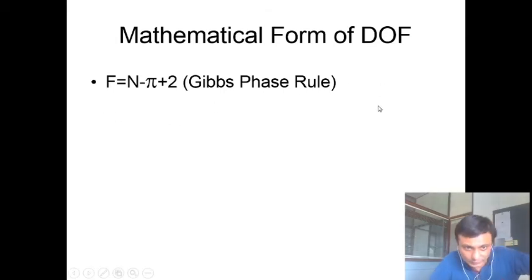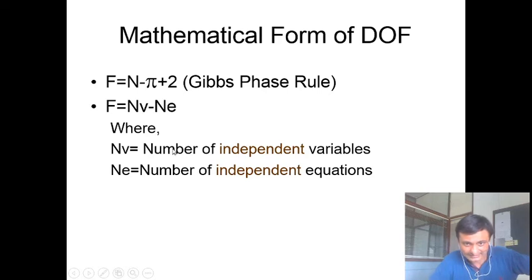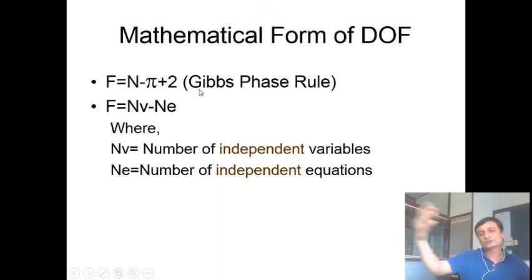So this is the phase rule which I know, where NV is the number of independent variables and N is the number of independent equations. Based on this only I have arrived at this. This is for an intensive state, whereas when you simulate, it will not be an intensive state, it will be an extensive state.